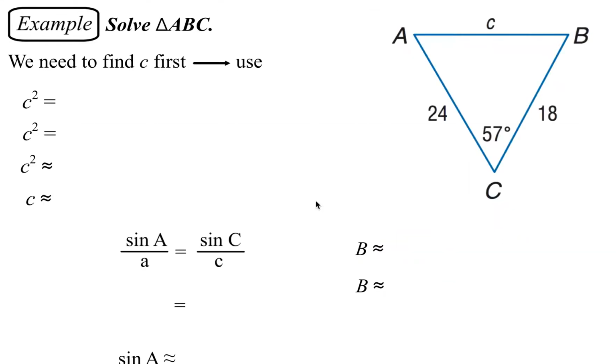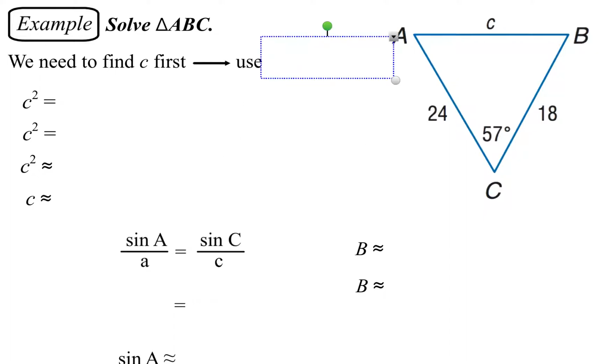So here's our first example. We want to solve triangle ABC. Well, you can see we know angle C and the two sides that make it up. So we're going to use our law of cosines formula that I just showed you. So we're going to use law of cosines.